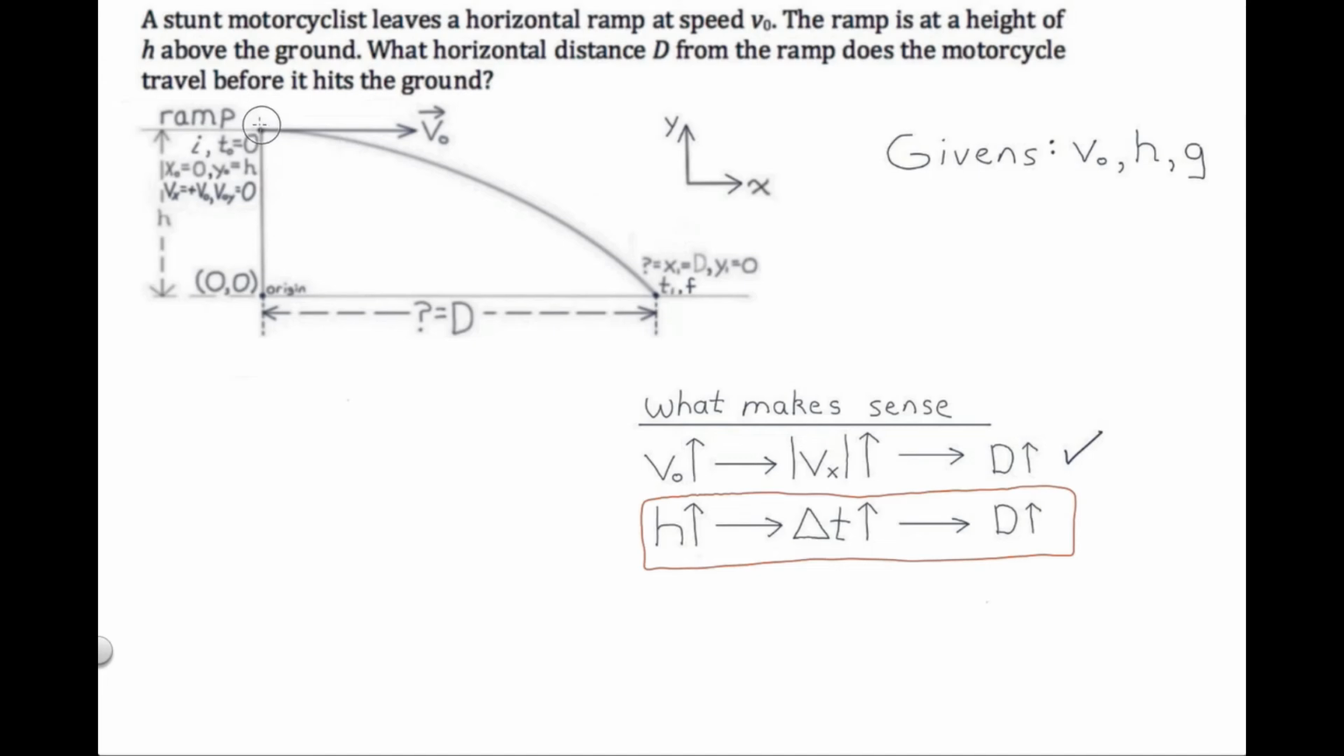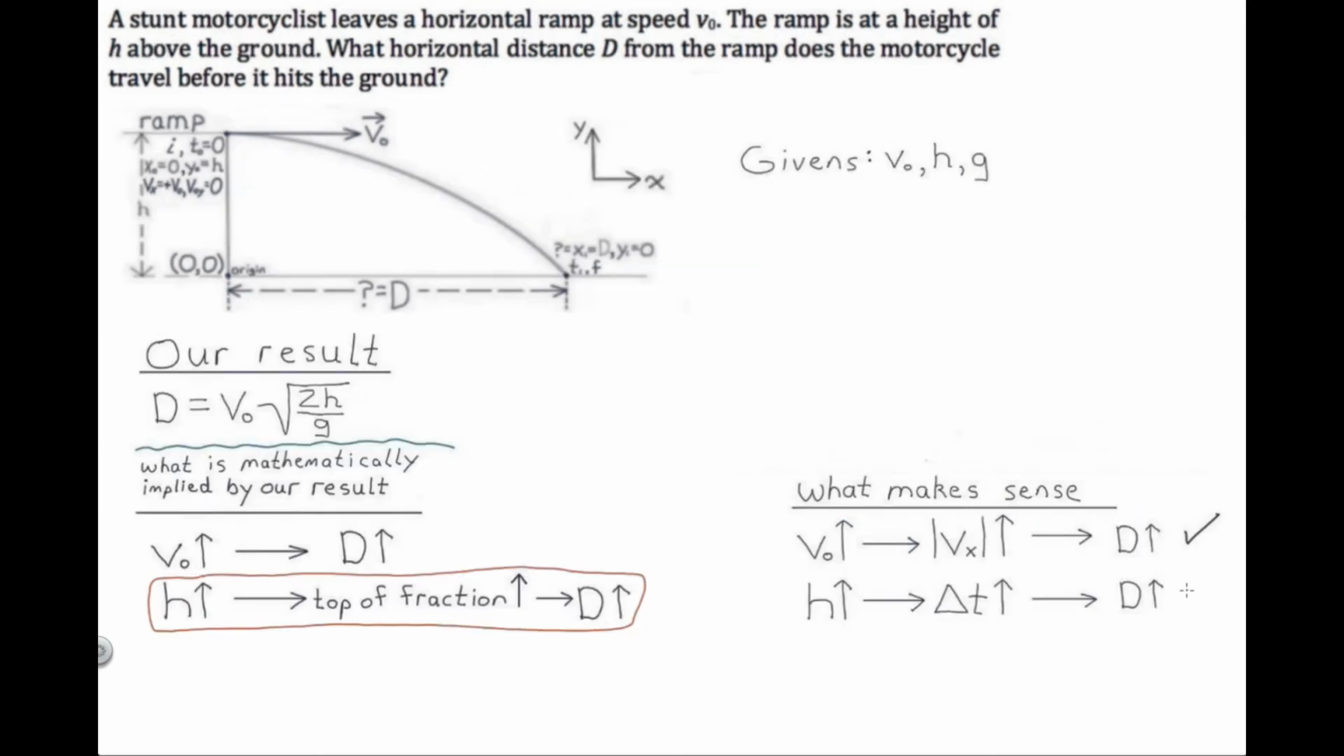If the height of the ramp is increased, then it will take more time for the motorcycle to hit the ground. If more time elapses before the motorcycle hits the ground, then it makes sense that the motorcycle will travel a greater horizontal distance before it hits the ground. So yes, it does make sense that increasing h will increase capital D.